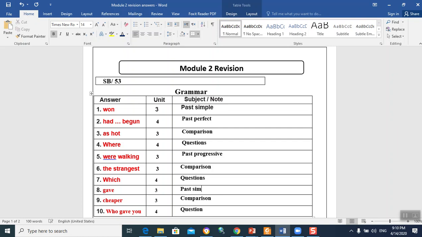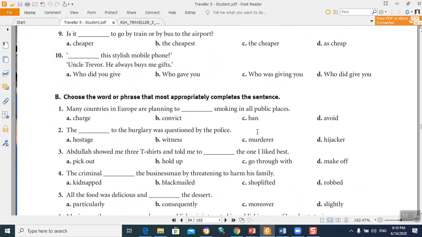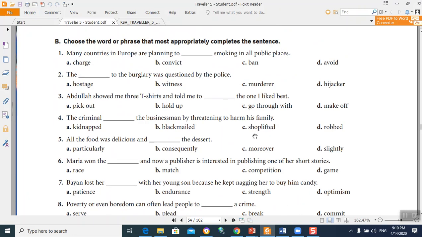Okay? And number 9, cheaper, which is comparison. In unit 3 you read about it. And number 10, it should be who gave you, the question word. Okay, let's now move to the next, which is some vocabulary. You have learned them in unit 3 and unit 4. Okay, let's start together.